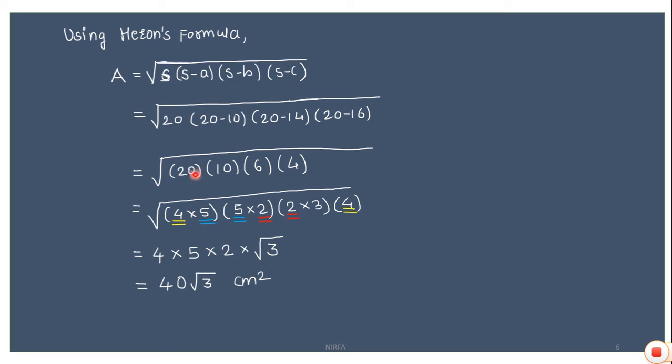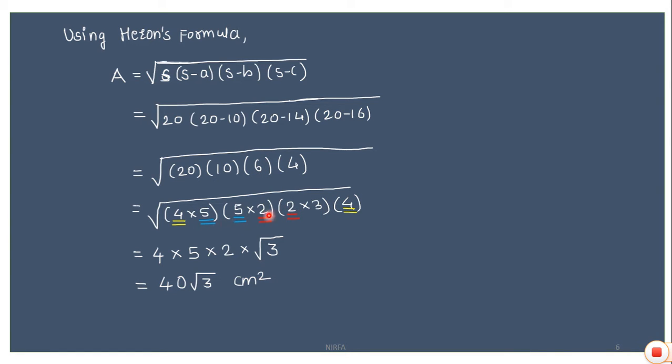So here is a 20. So I can write 20 as a 4 into 5. Now in these two factors, 5 is a new factor. So I am searching another number which will give you one of the factors as 5. So 10 is here. So I can write 5 into 2. Now 2 is here, therefore I am searching now another number to give you 2 as a factor. So that's why 6 can be written as 2 into 3.